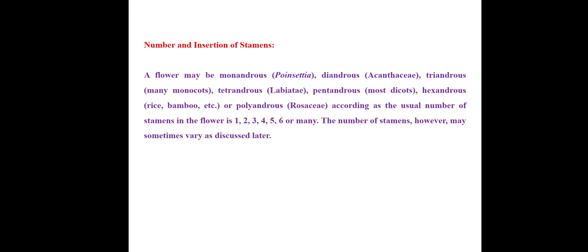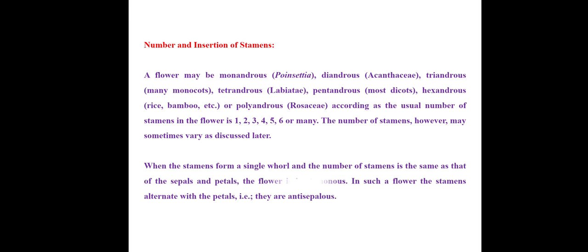Now, depending upon the number of stamens, it has been classified into monandrous, mono means 1; diandrous, di means 2; triandrous, tri means 3; tetrandrous, tetra means 4; pentandrous, penta means 5; hexandrous, hexa means 6; and polyandrous, poly means many. So, let us see what are the other things.